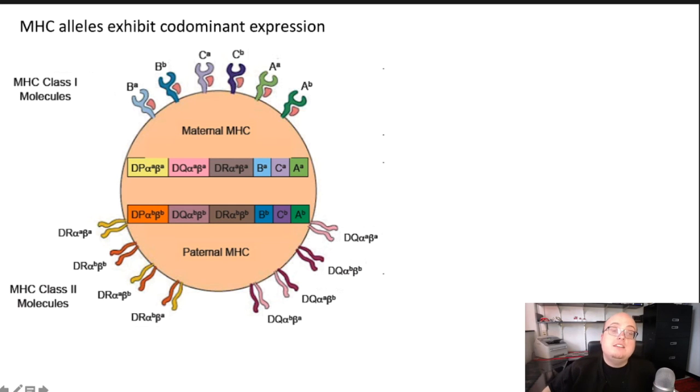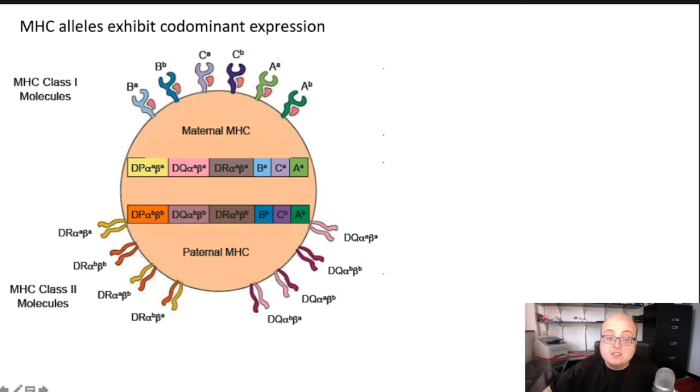So that means that, if we call the versions that we inherit from the maternal parent with a superscript A and the ones we inherit from the paternal parent with a superscript B, then we make basically 2 copies of B. We have B^A and B^B, and same thing for C and A. So 6 total versions of MHC class 1 on the surface of our cell.